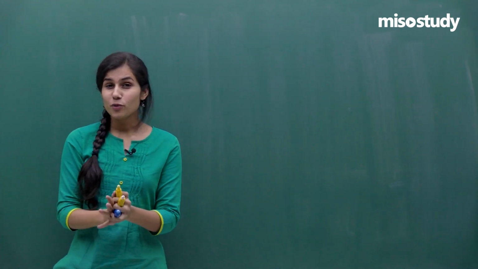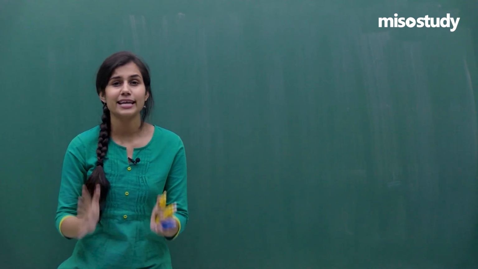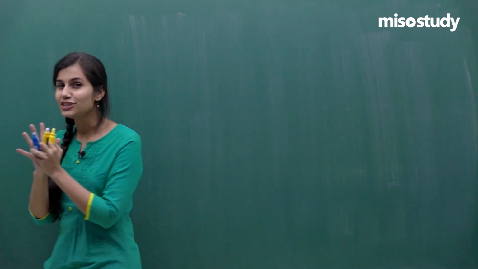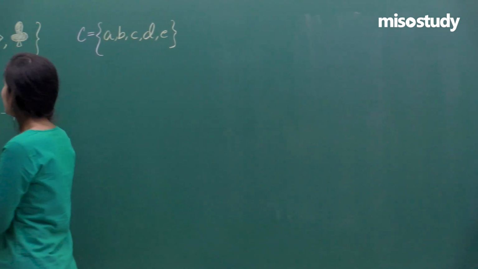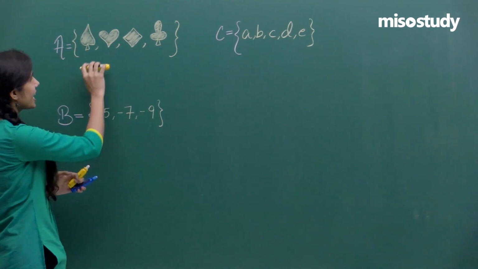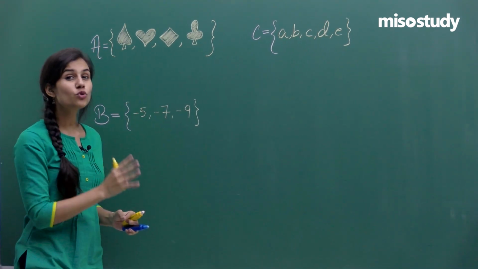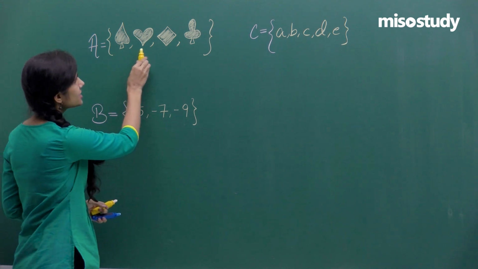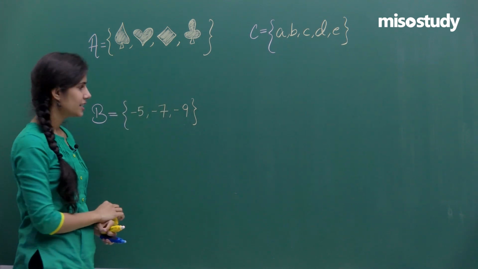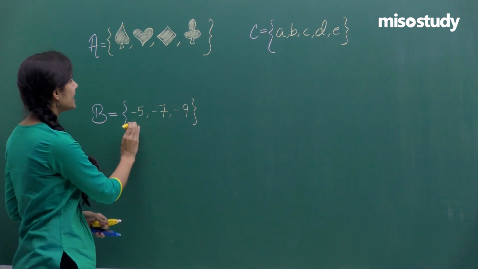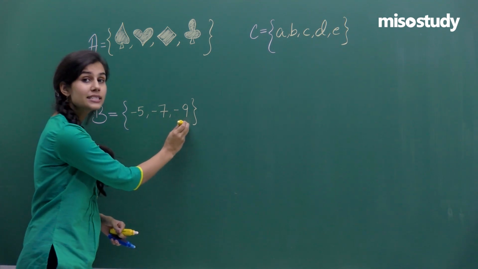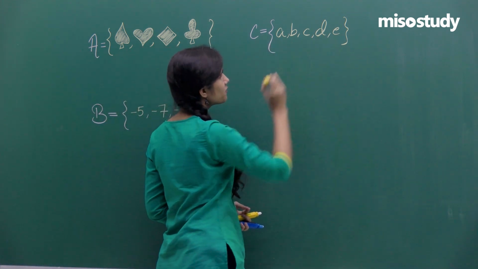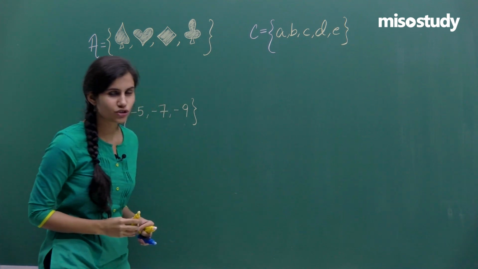Now, in order to give you an intuitive idea about the next category, let me bring you to the world of three interesting sets. The very first set, set A, represents the four suits of playing cards: the spades, the hearts, the diamonds and the clubs. Similarly, there is set B containing -5, -7 and -9 as members, and I have another set C containing the first 5 alphabets of the English language.